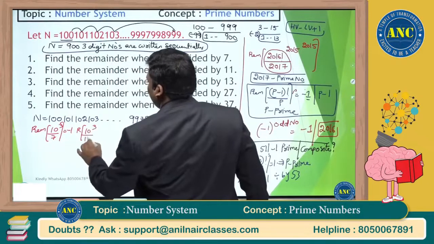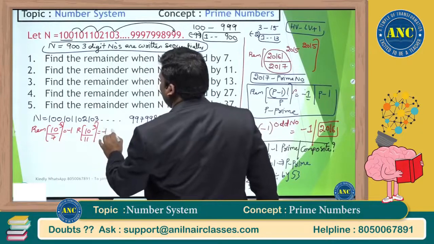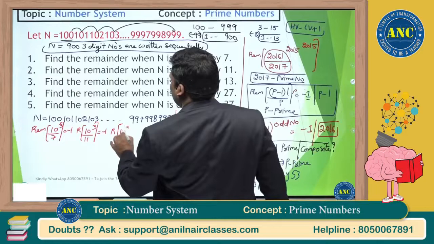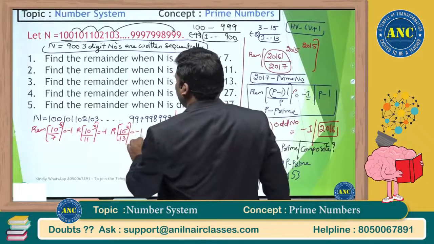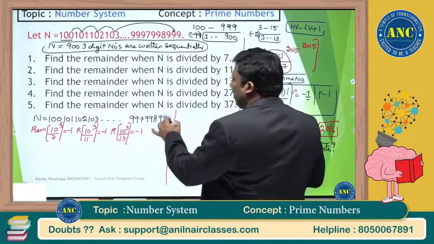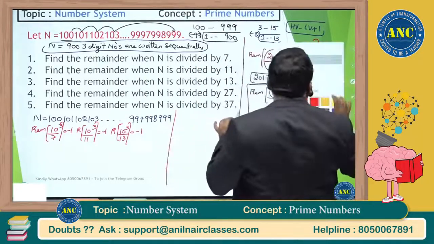11 it is minus 1. Yesterday we discussed the divisibility rule for 7, 11 and 13. 10 cube divided by 13 is minus 1. What is the divisibility rule for 7, 11 and 13?